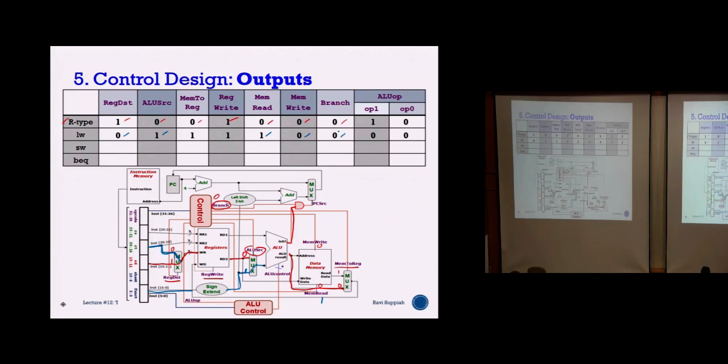And in your load word instruction, you are taking from memory and writing back to your register. So your register write has to be set to 1. And over here, you are taking the data from your memory and channeling it out. So your mem to register should be 1.